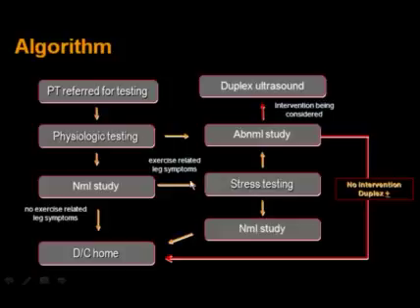In a normal study, in a patient who has exercise-related leg symptoms, a stress test is performed. If the stress test is normal, the patient is discharged home. If the stress test is abnormal, a duplex ultrasound again is performed if an intervention is being considered. If no intervention is being considered, the duplex is a plus minus and the patient is discharged home.